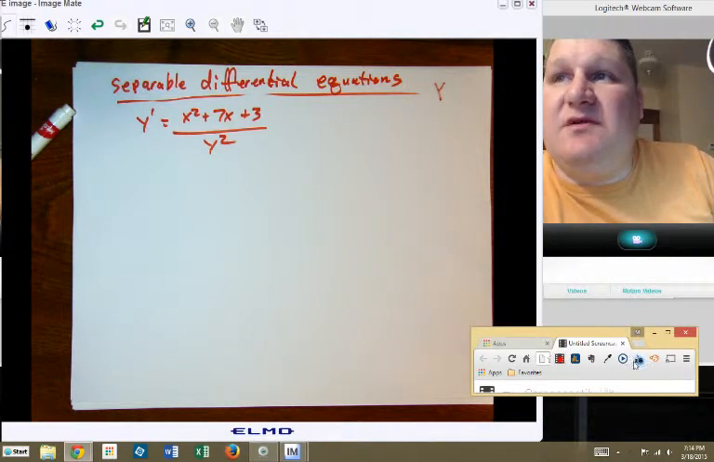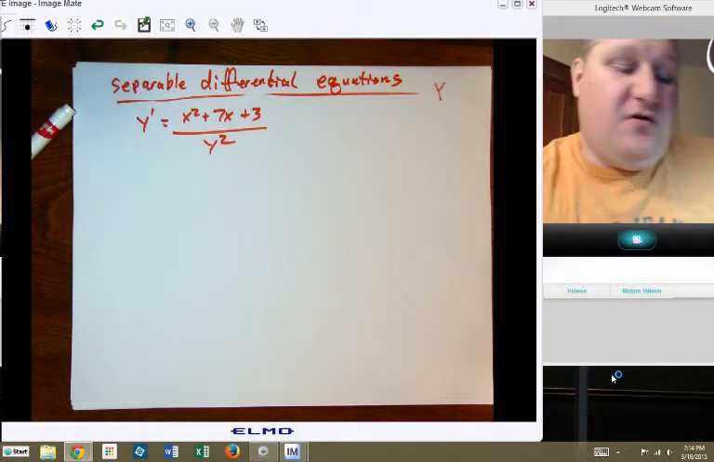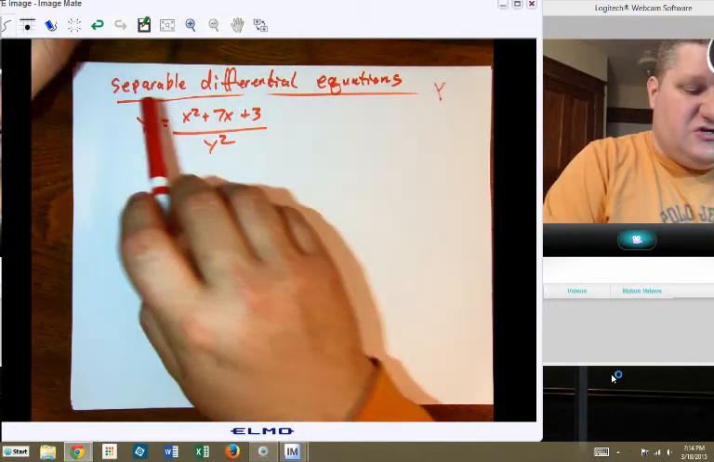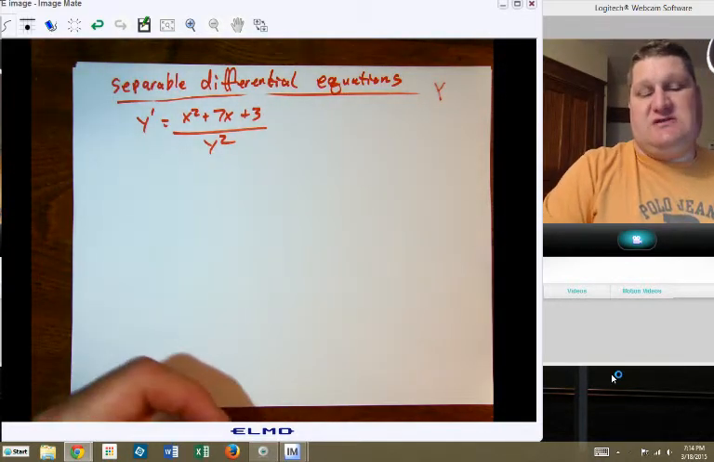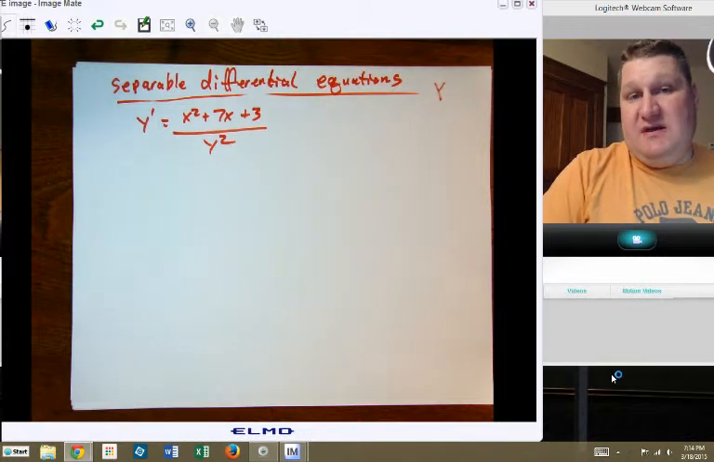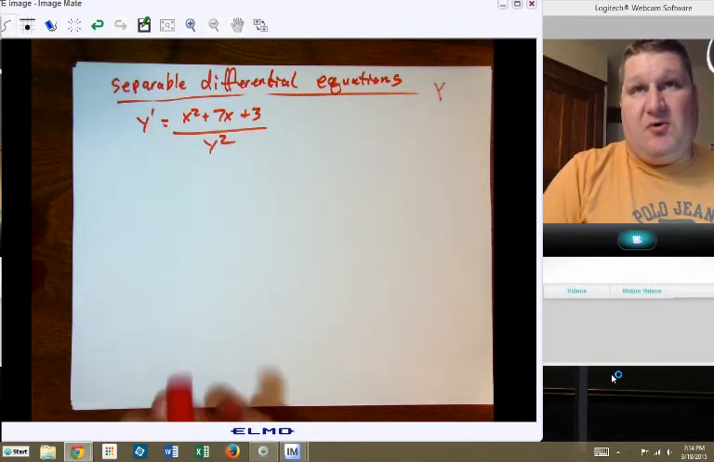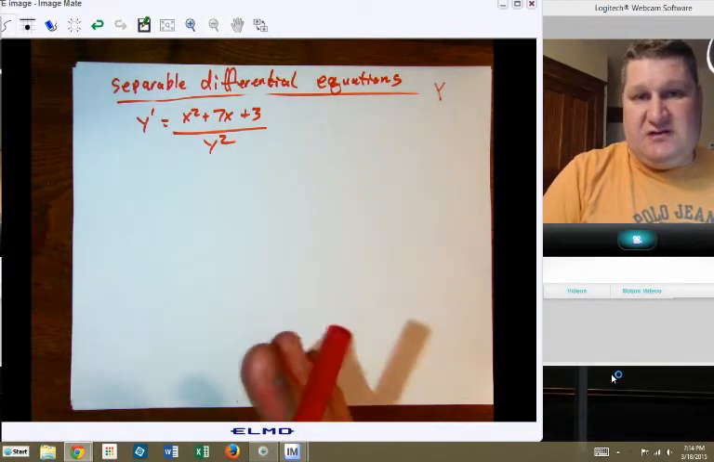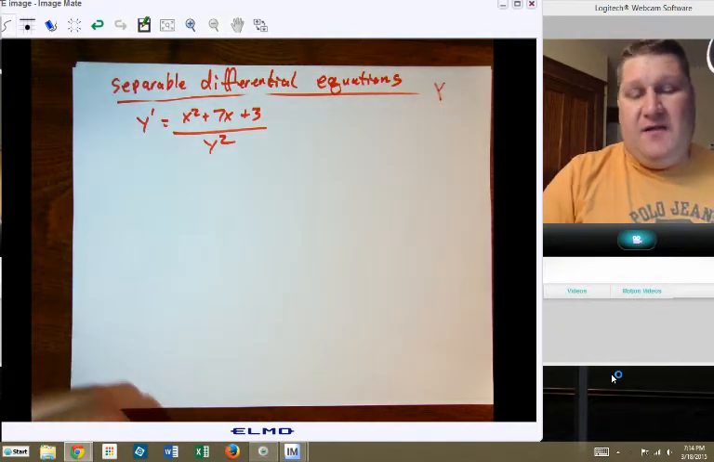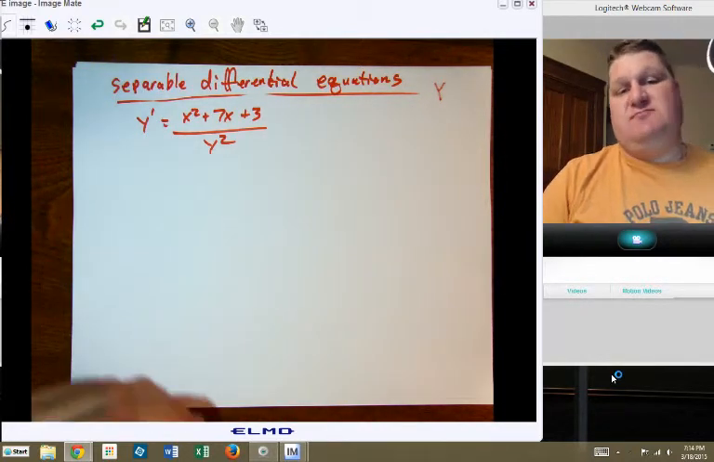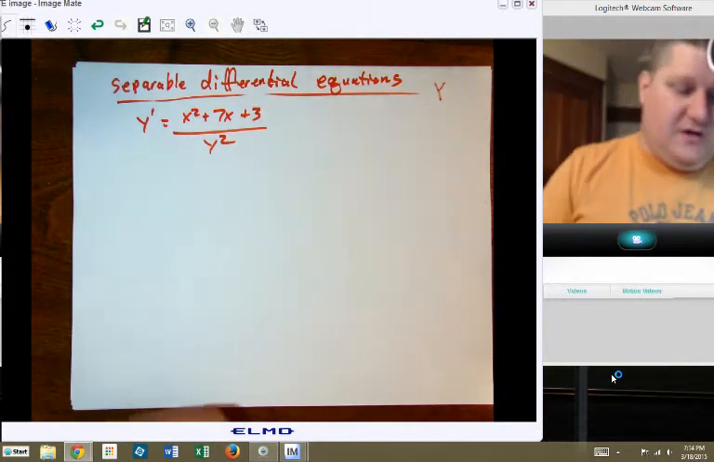Okay, ladies and gentlemen, let's take a look a little bit further at differential equations. In this case, we're going to talk about separable differential equations. Now, for Calc AB and Calc BC, separable differential equations are the only things we really care about. There are other ways to do differential equations, but that's a whole different topic, okay?